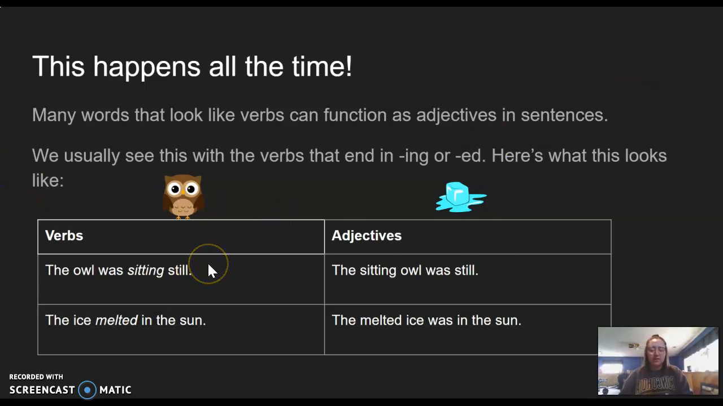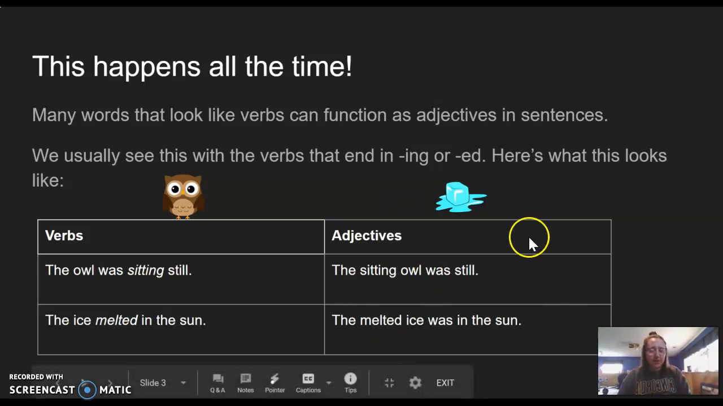So if we look at the words used as verbs here, the owl was sitting still, okay? Was sitting, that is a verb phrase like we learned about last unit. That is sitting being used as a verb. Same with melted. The ice melted in the sun. The ice is actually doing the melting. We're saying the ice melted, it's doing something. That's how we know it's being used as a verb.